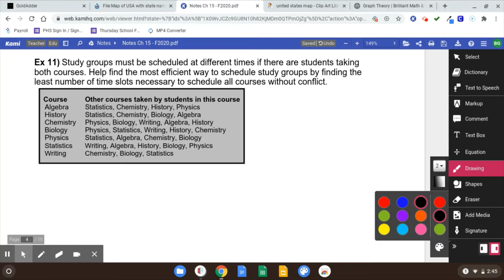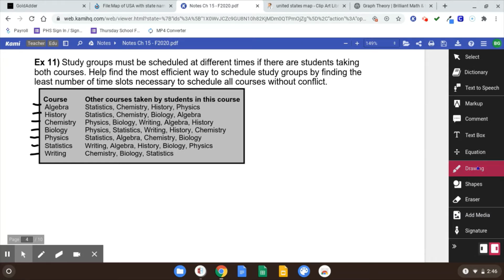Number 11. Study groups must be scheduled at different times if there are students taking both courses. Help find the most efficient way to schedule study groups by finding the least number of time slots necessary to schedule all courses without conflict. So I've got 1, 2, 3, 4, 5, 6, 7 vertices on my graph. So let's start with that.